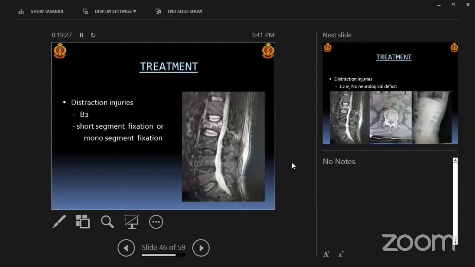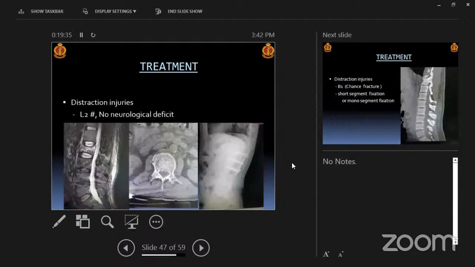The studies have found there is no superiority of short segment over monosegment fixation. Same thing. The long is just for fracture dislocation with hyperextension. That's it. Monosegment and short segment are the same.